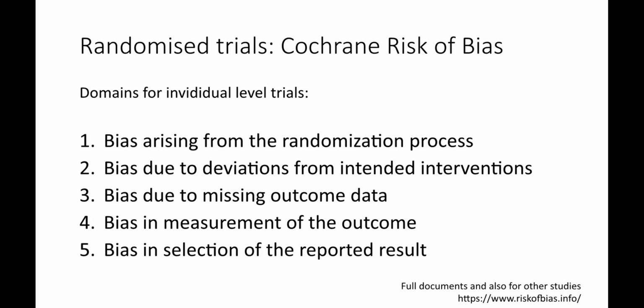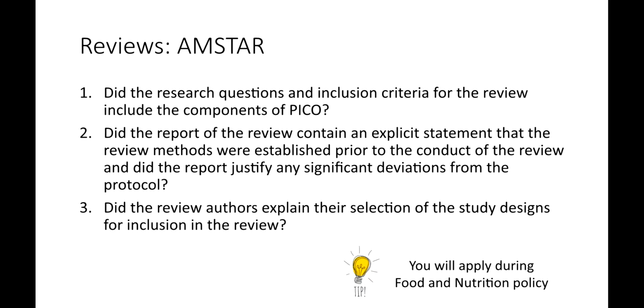Were there any deviations from the intended intervention? So was the intervention executed as planned? Were there any missing outcome data because maybe participants have left the trial or measurements weren't taken? Any measurement in the outcome? Was the outcome properly measured at the right moment with the right sensitivity? Any bias in the selected reporting of the results? So did the authors actually publish what they were intended to examine, etc. So these are the domains for the Cochrane risk of bias.